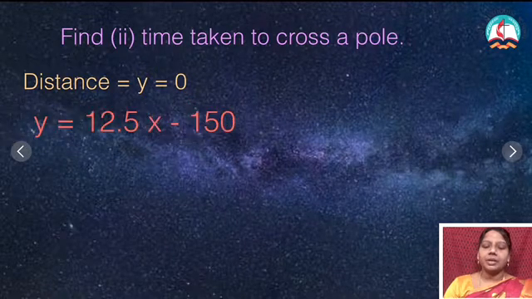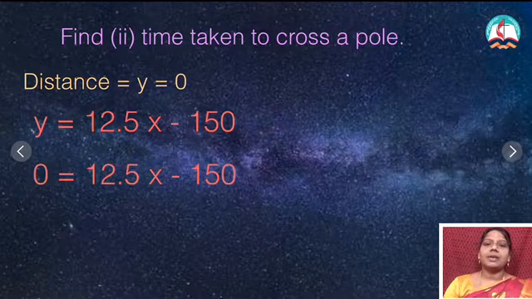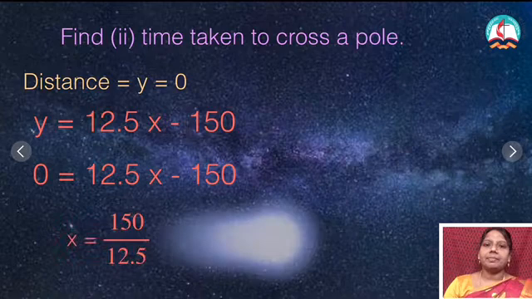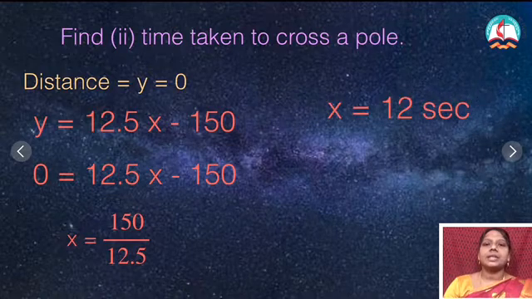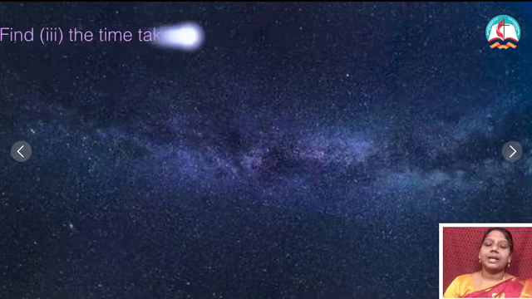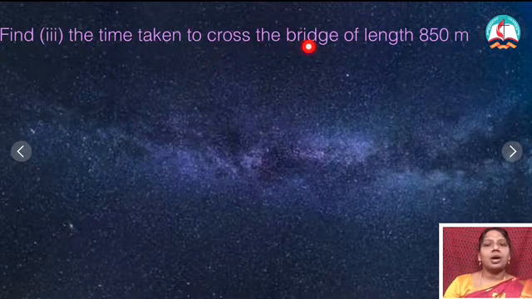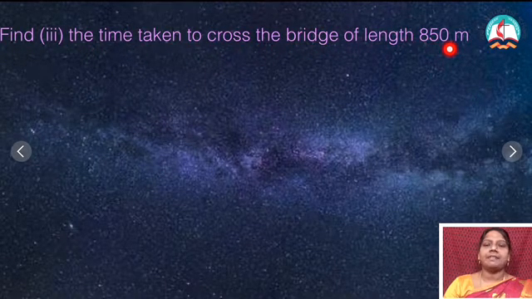If I am substituting y is equal to 0 in the given equation, then 0 equals 12.5x minus 150. So, x is equal to, I can bring that to the other side, 150 divided by 12.5. If I am simplifying that, I am getting x is equal to 12 seconds. Now the third one is the time taken to cross the bridge of length 850 meter.